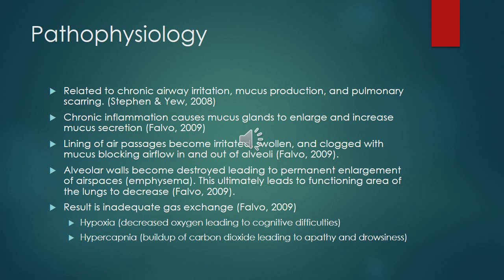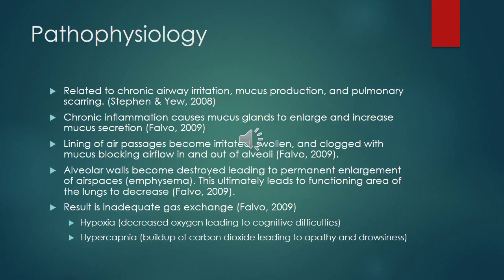Okay, let's look at the pathophysiology of COPD. According to Stephen and Yu in 2008, they describe COPD as a chronic airway irritation with excessive mucus production and also pulmonary scarring. And so you'll see this is a chronic condition that occurs over time. It's inflammation that causes the mucus glands to enlarge and increase their mucus secretion, according to Falvo 2009. And so the lining of the air passages become irritated over the chronic issues. They become swollen and clogged with mucus, blocking airflow in and out of the alveoli.